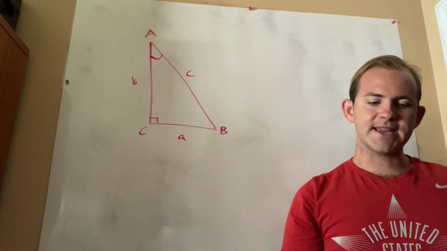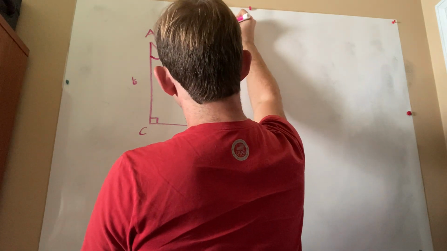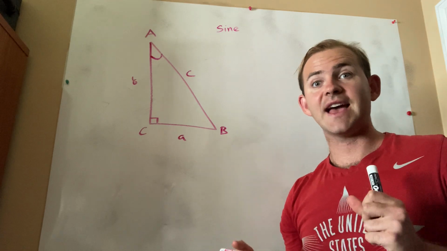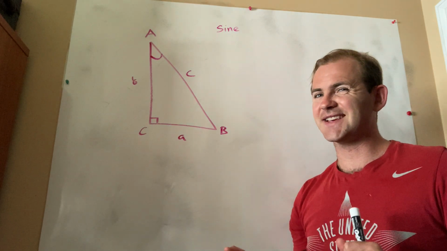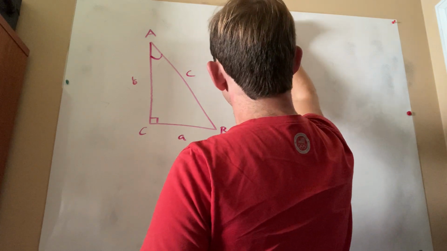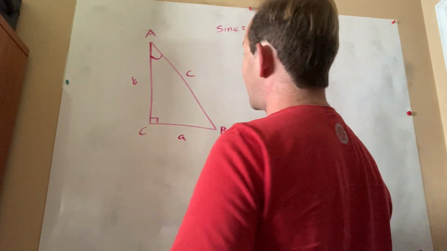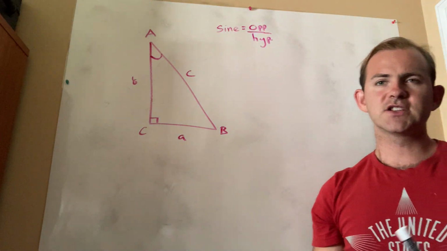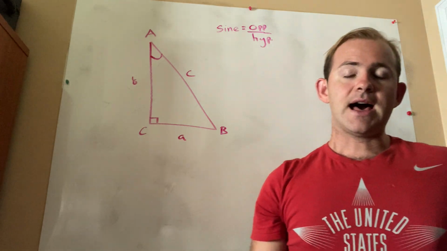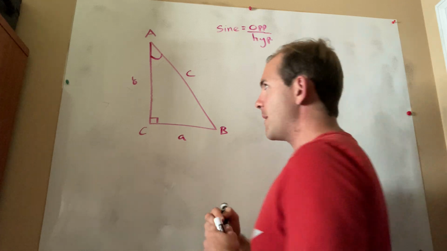The sine of A, here's what I mean. The sine, which is sometimes abbreviated with SIN, it's not pronounced sin, it's still pronounced sine, would equal what's called the opposite over the hypotenuse. Opposite over hypotenuse. Let me show exactly what I mean by that. Opposite just means the side that's across from it.